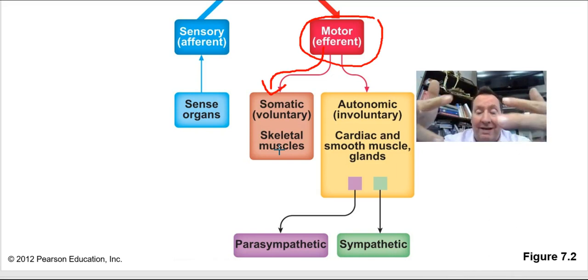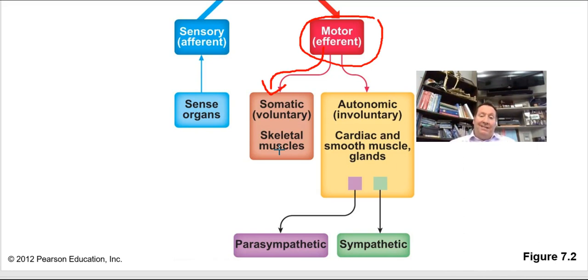I know not all the time. We talk about things like somatic reflexes, which are reflexes that don't get processed in the brain per se, but they do go to the spinal cord. So if I'm firing into skeletal muscle, that's what we call the somatic.